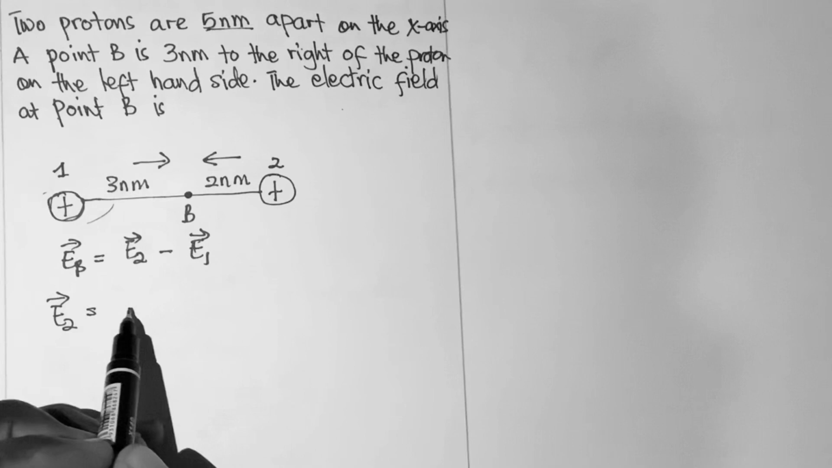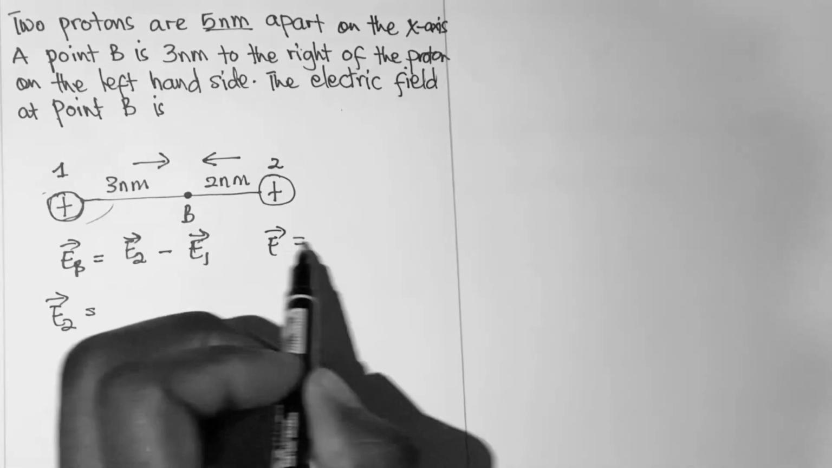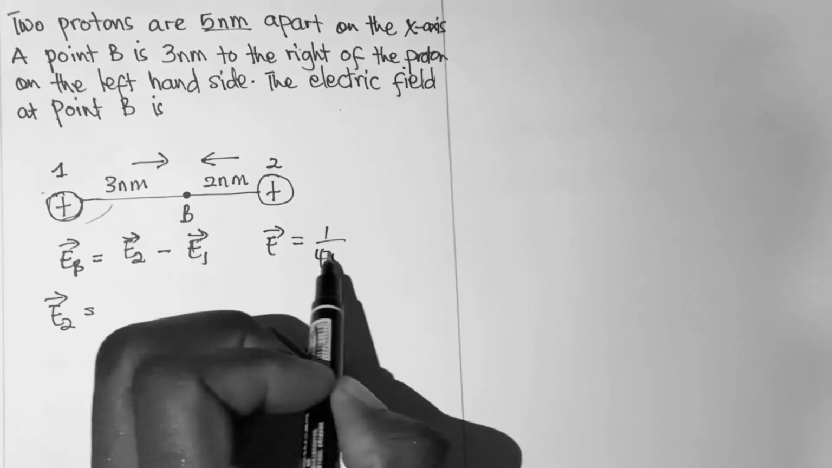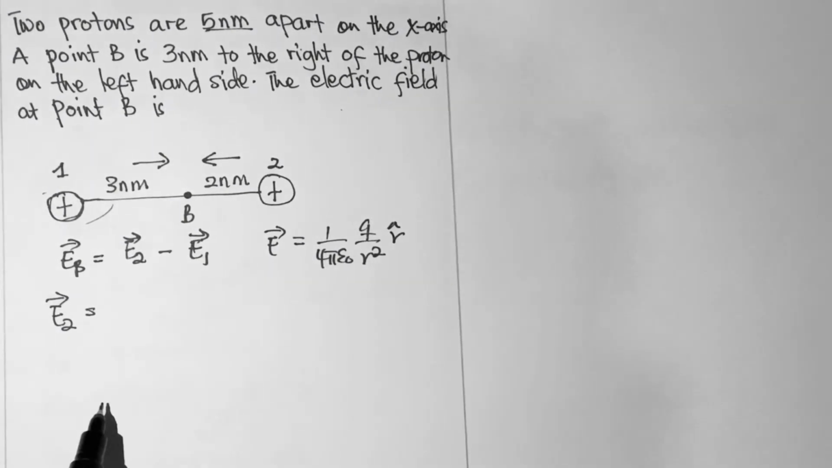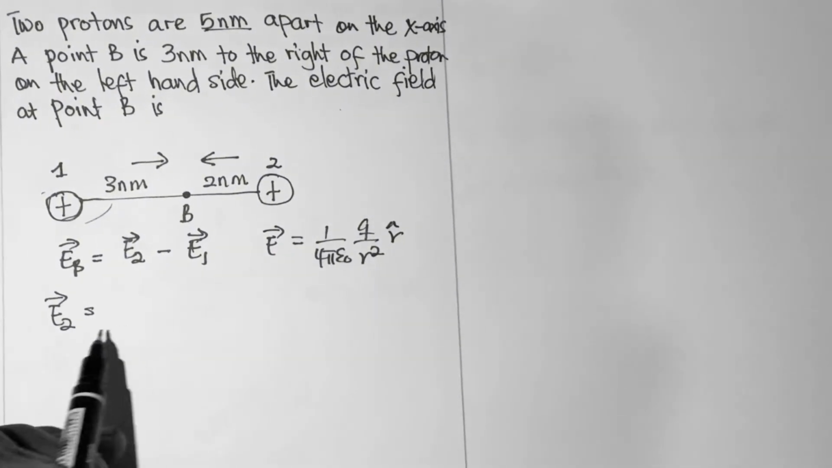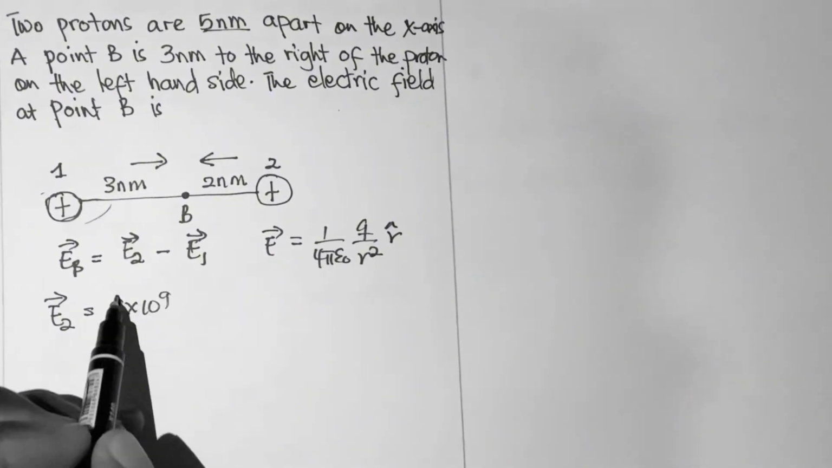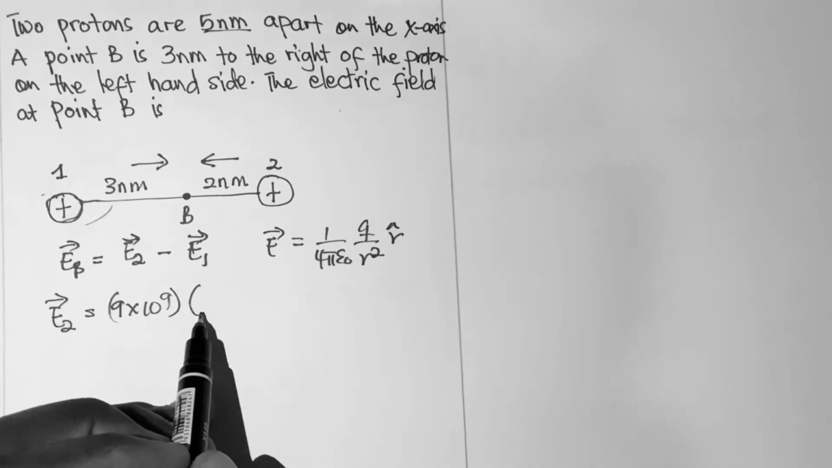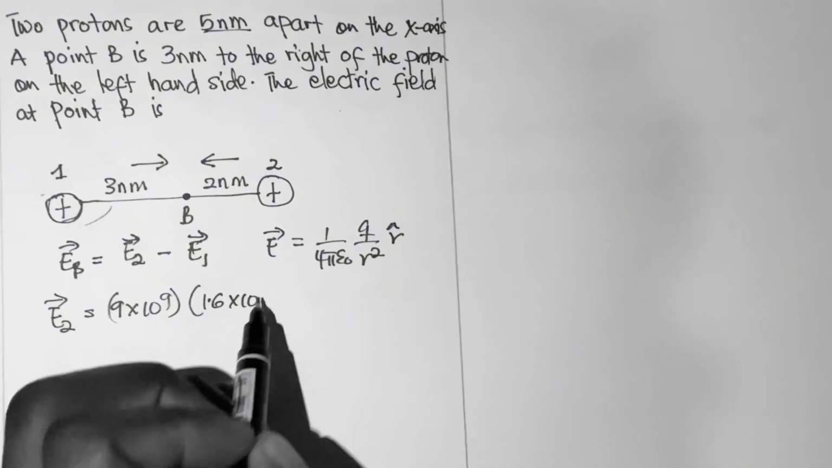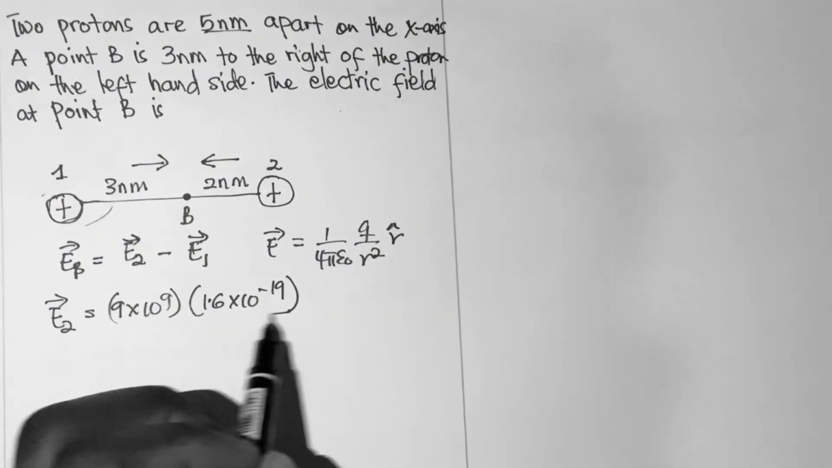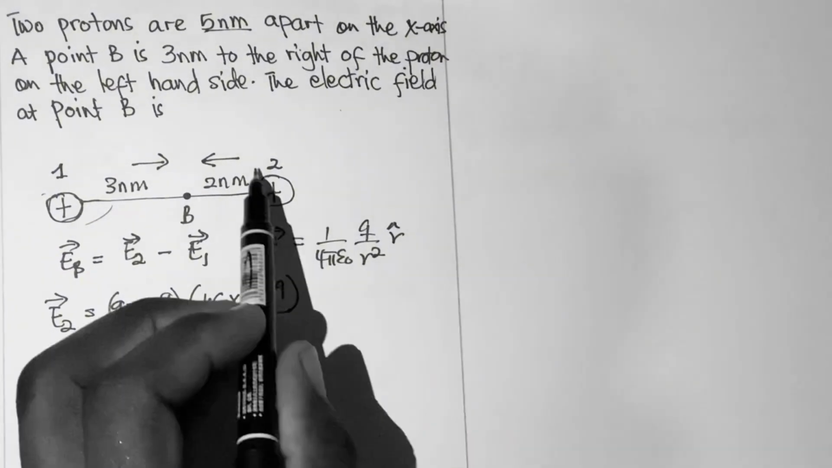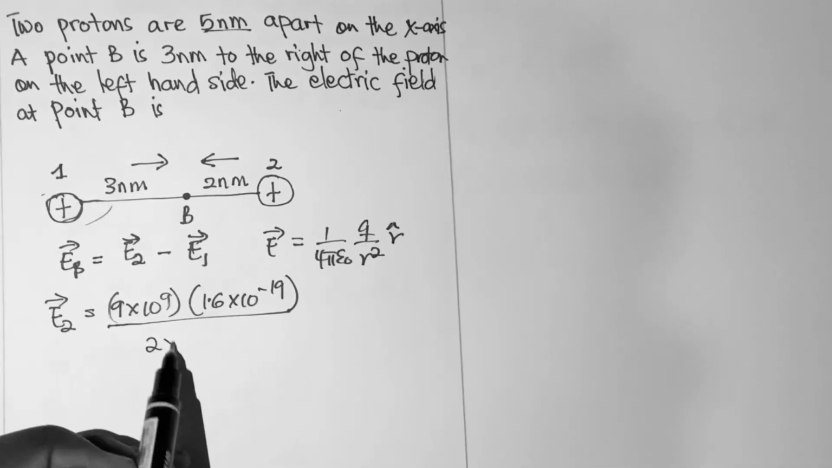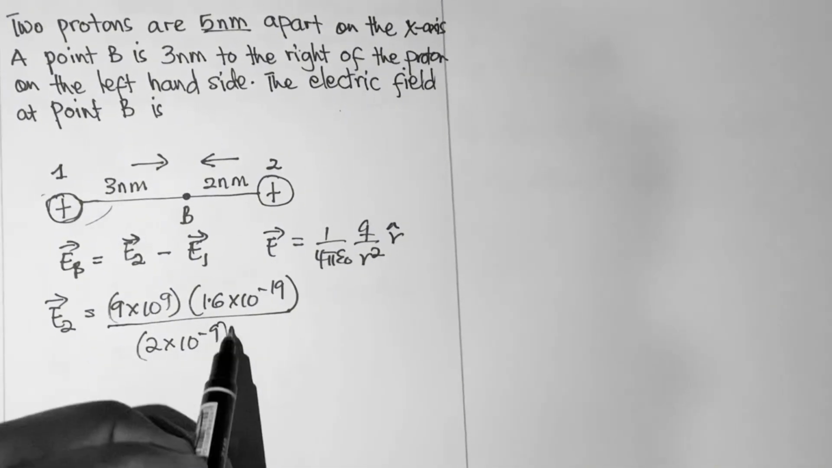So let's calculate E2. E2 is equal to, remember the formula for electric field mathematically is 1 over 4 pi epsilon naught, the charge over the square of the radius times the unit vector. So in this case, it's 9 times 10 exponent 9, then times the charge of a proton. The charge of a proton is 1.6 times 10 exponent minus 19 divided by the square of the radius between them. So at B, this proton 2 is 2 nanometers, so it's 2 times 10 exponent minus 9 squared.